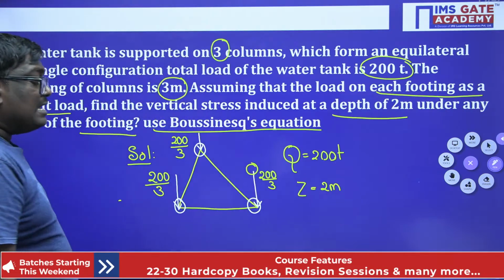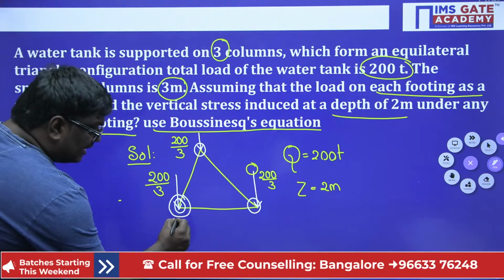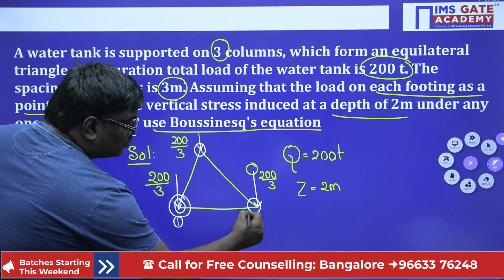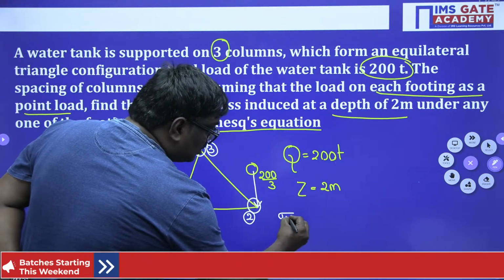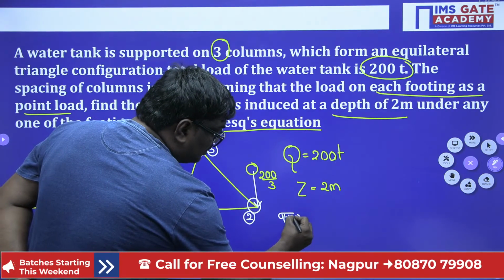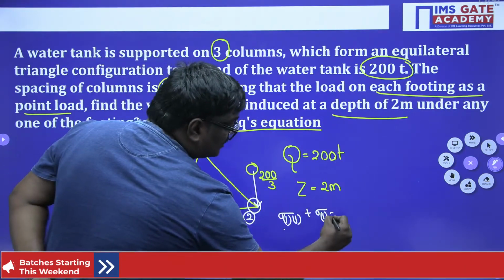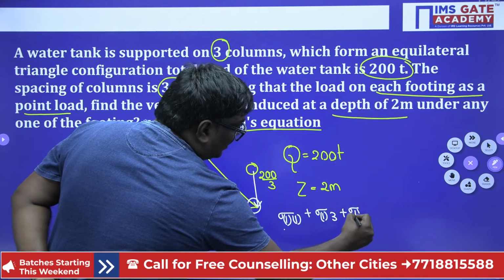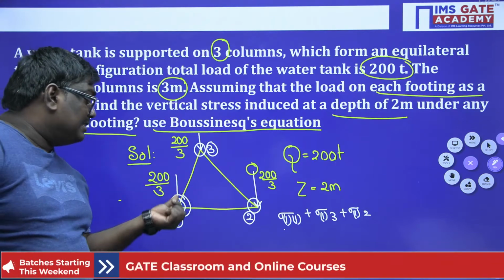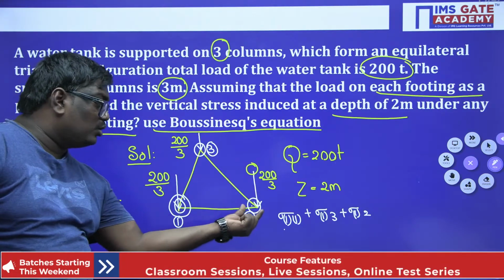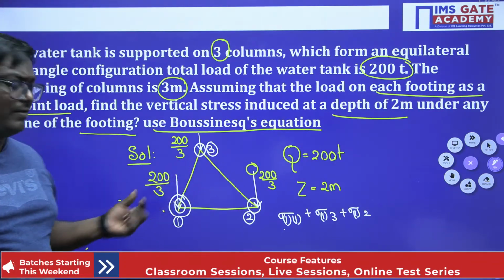Now, see students, he is asking what is the stress distribution on any one of the column. Suppose if I take this column as 1, this column as 2, and this column as 3. Now see students, there will be a stress on column 1 due to column 1, and there will be a stress on column 1 due to point load at 3, or there will be a stress on column 1 due to point load at 2. So please understand that there will be a stress induced in the column due to this load, and there will be a stress induced in this column due to this load also. Clear? Very good.